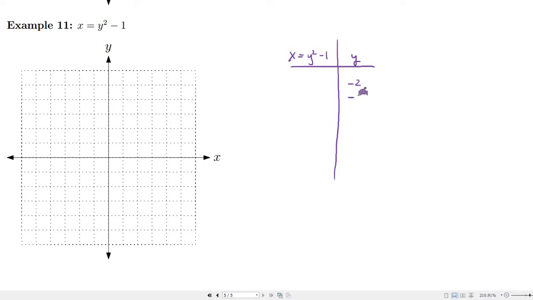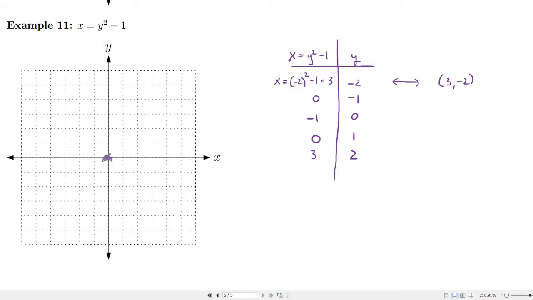Let's go negative 2, negative 1, 0, 1, 2, see where those points lie. So if we substitute this in, then x will be equal to negative 2 squared minus 1. So that's 4 minus 1, which is 3. So that gives us a point 3, negative 2. And if we plug in negative 1, we'll get 1. 1 minus 1 is 0. So our x value will be 0. If we have y is 0, then this will be minus 1. If y is 1, then that'll be 0. And if y is 2, then we'll have 4 minus 1, which is 3. So we get these points.